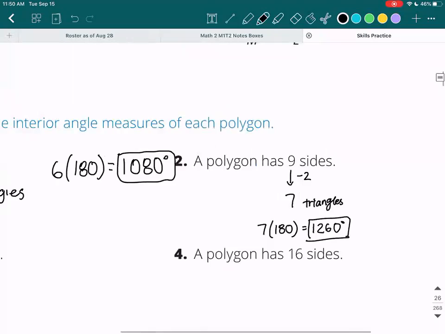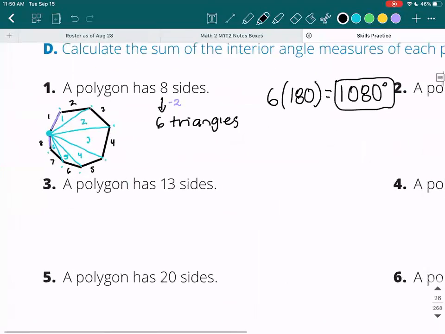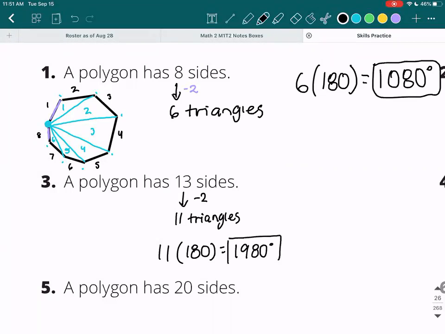Let's do another one. Let's do a 13-sided one. Lots of sides. Good thing we don't have to draw this anymore because now we know the formula, which means we have to take away 2 and then we get what? 11. 11 triangles. So we take those 11 triangles and we multiply by 180. Good. And then we get 1980. Good job.